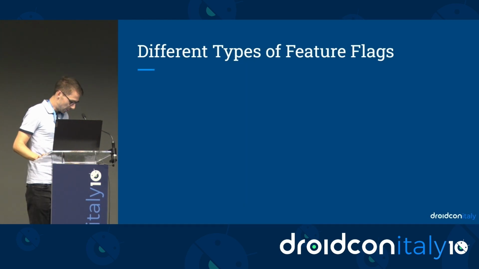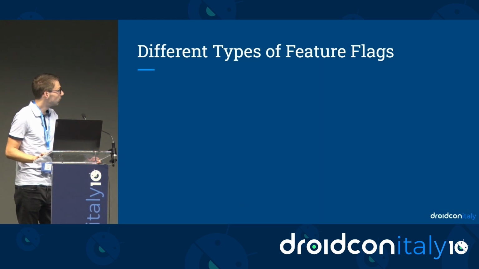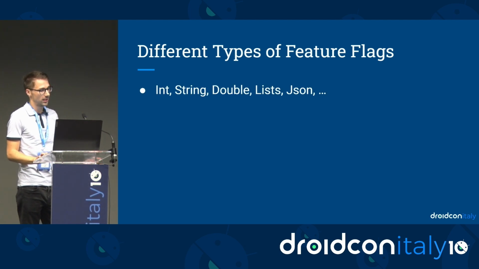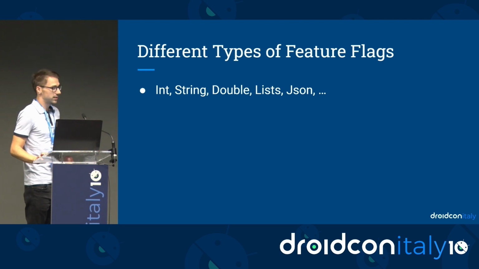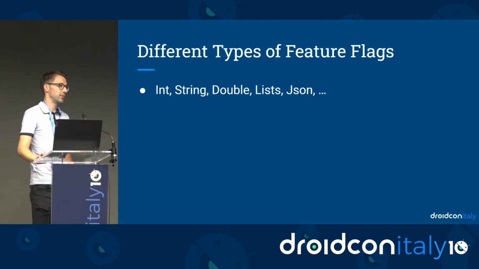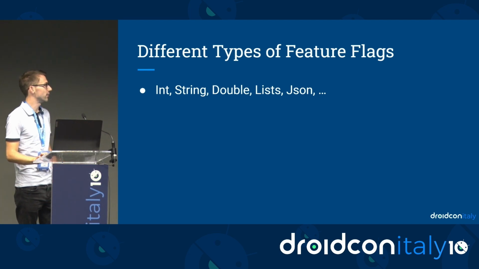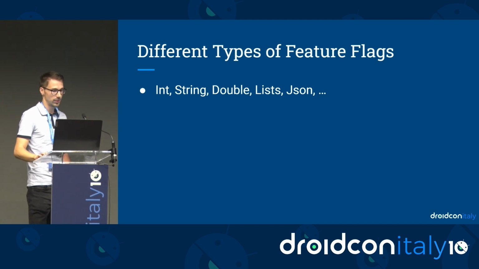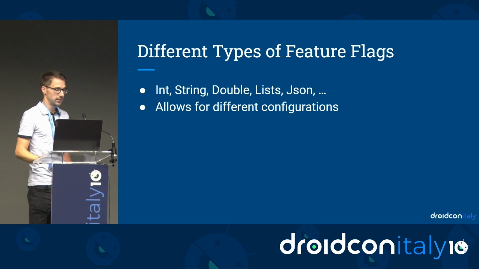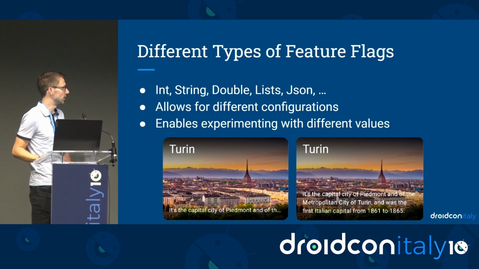So okay, so far we've mostly covered Boolean feature flags, but there are also other types. So you can have integer, strings, double, list. You can even have whole JSONs, and then what they become is basically remote configurable parameters. So you can change something in your app without having to rebuild the app. So this allows for different configurations, and you can target users with different values.